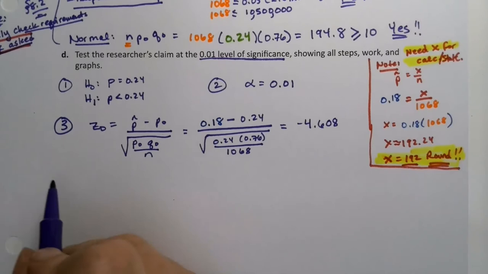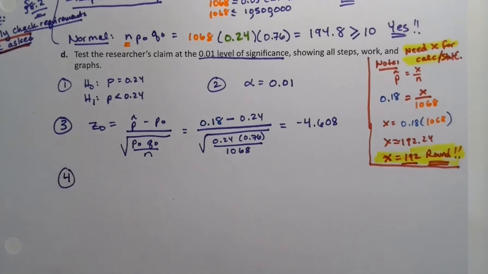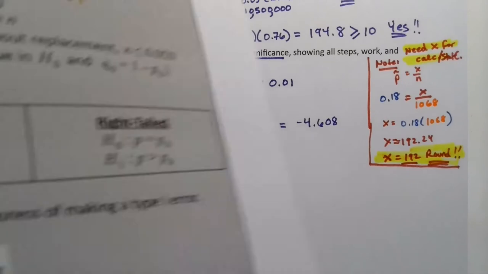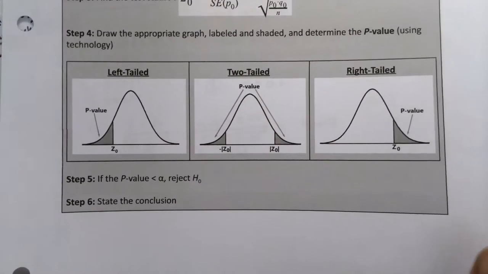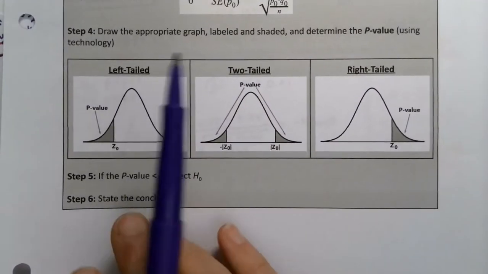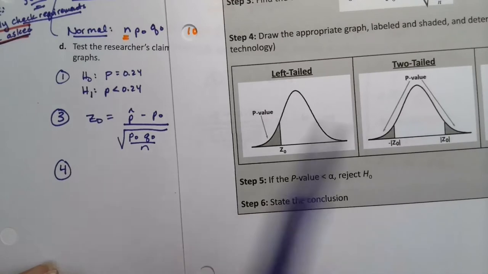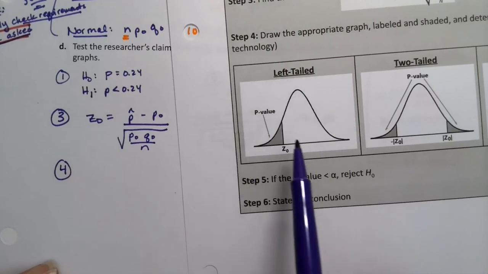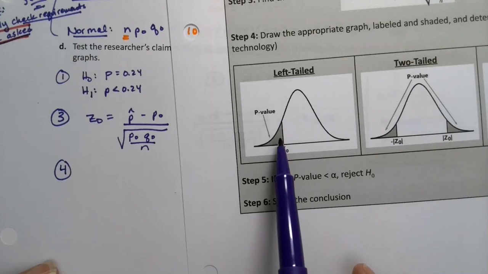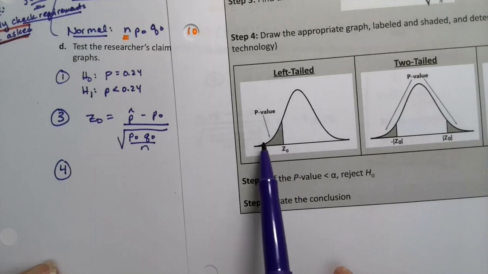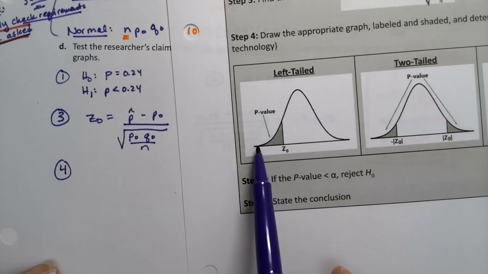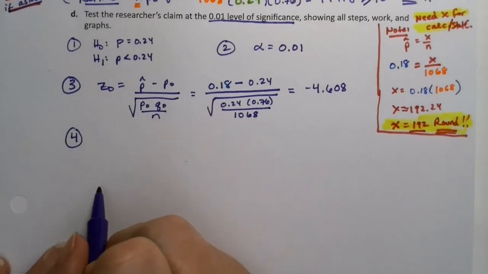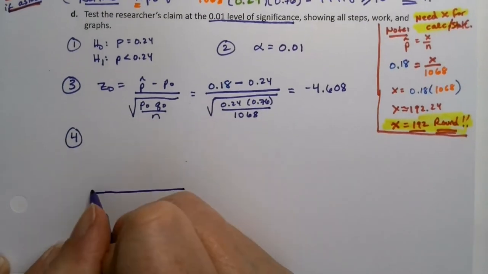Step 4. I need to draw a picture that matches what I'm doing. So since my particular test is a left-tailed test, you can see it's got a less than right there. So it's a left-tailed test. So this is the picture I'm going to draw. But my Z0 is not this far over. My Z0 is at negative 4, which is basically off the screen, right? So Z0, I'm going to draw my picture.